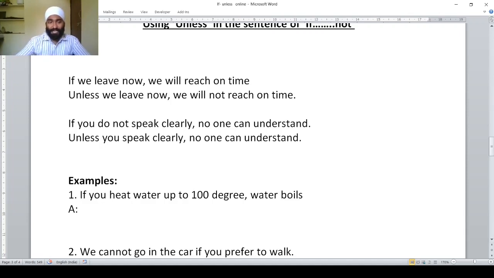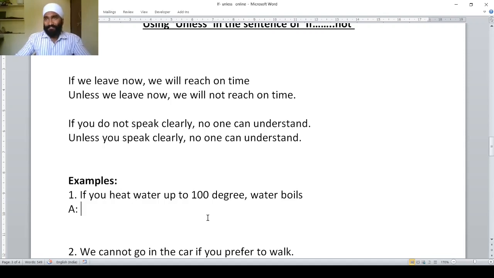The given first sentence in the example is, if you heat water up to 100 degree, you can easily identify this is simple present tense. And the another sentence, main clause is also simple present tense. This is possible if the universal truths are there. You know that if we boil the water up to 100 degree, it will boil. So if we heat water, it will boil up to 100 degree.